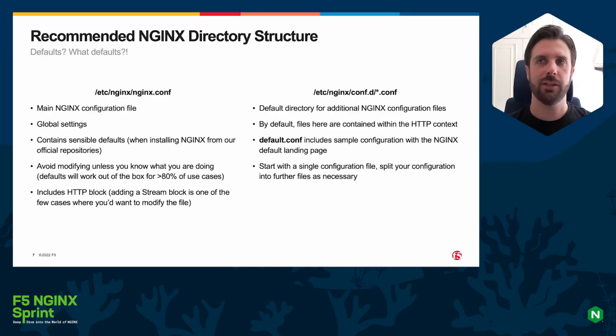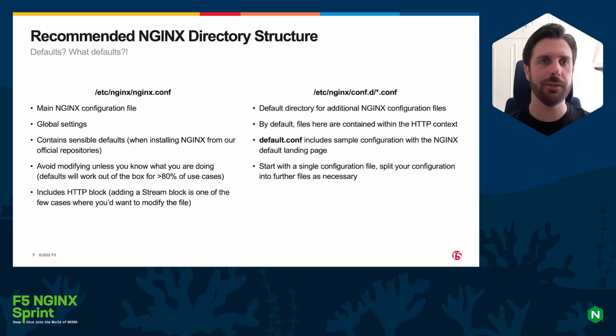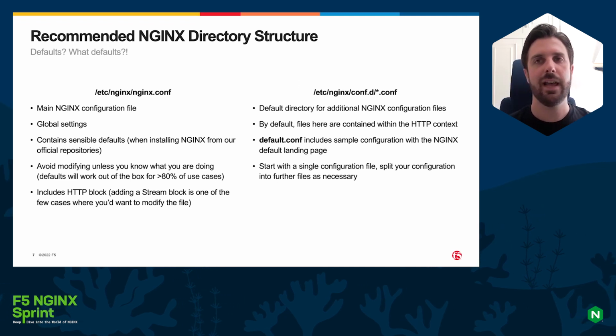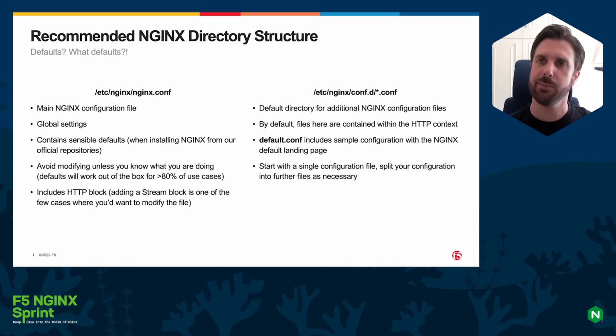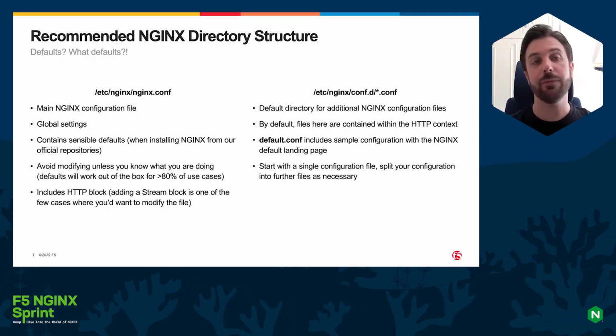You will also find a directory conf.d under /etc/nginx that is the default directory for additional NGINX HTTP config files. By default, you will find here a config file called default.conf that includes a sample configuration with the NGINX default landing page. We recommend you start by tweaking the default.conf file to fit your use case, and then as you keep developing your NGINX environment, maybe add more upstreams, more servers, more location blocks, and split the default.conf file into further files as necessary.